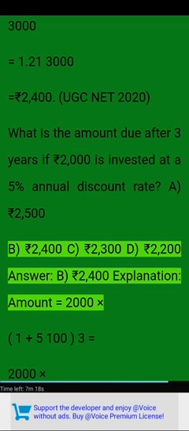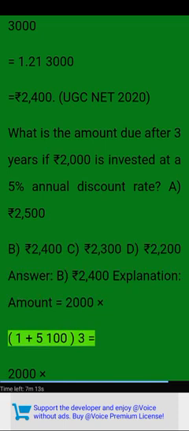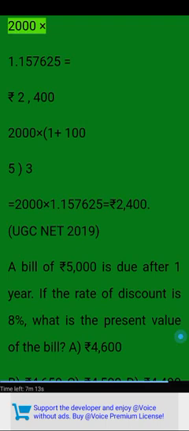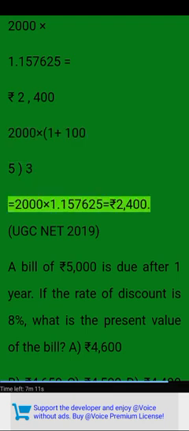2,400 rupees. Explanation: Amount equals 2,000 times (1 plus 5/100) to the power 3, equals 2,000 times 1.157625, equals 2,400 rupees.